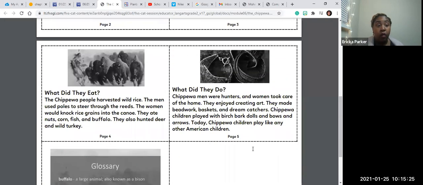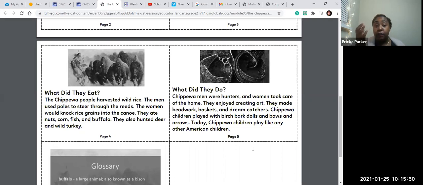Okay. What did they eat? The Chippewa people harvested wild rice. The men used poles to steer through the reeds. The women would knock rice grains into the canoe. They ate nuts, corn, fish, and buffalo. They also hunted deer and wild turkey.